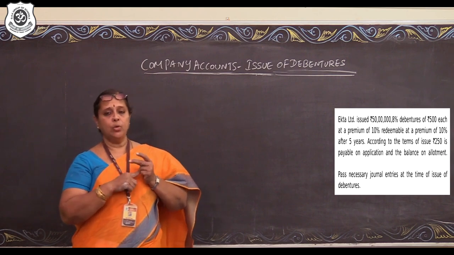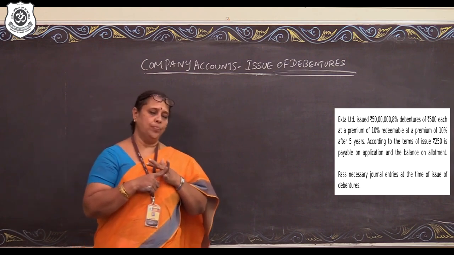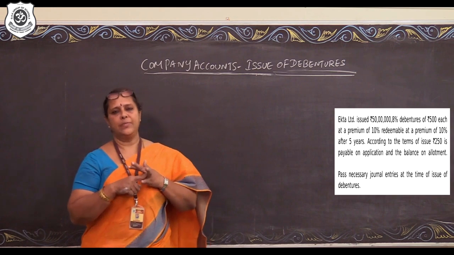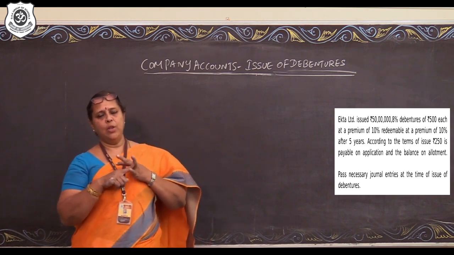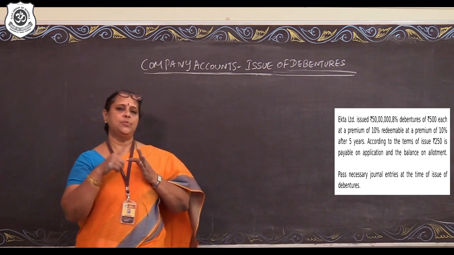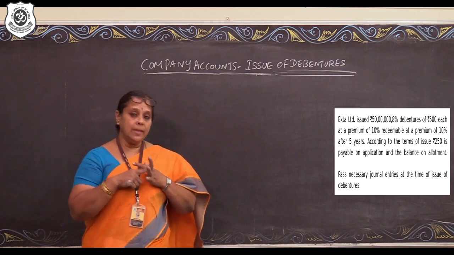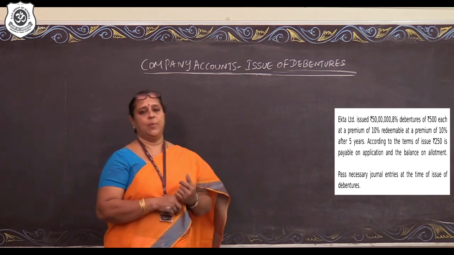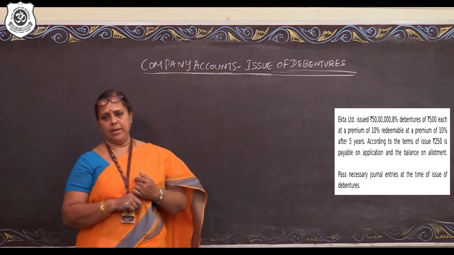Number 1. Number 2, what is the face value? In the absence of any specific information, the face value of share will always be 10 rupees and the face value of debenture will always be 100 rupees. In these cases, there is a specific face value, so we should be very careful.